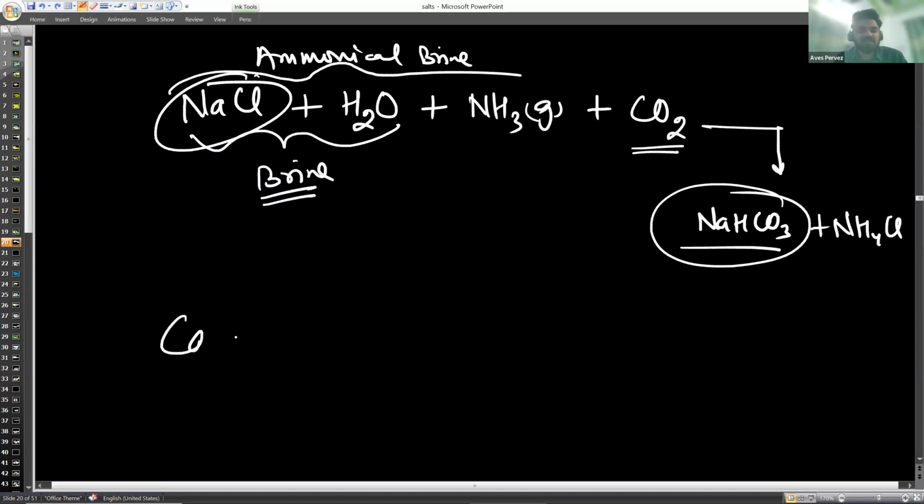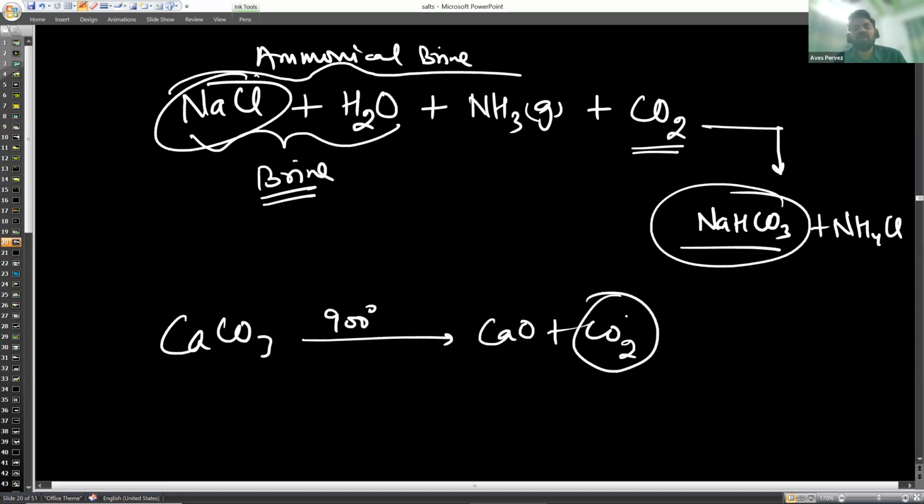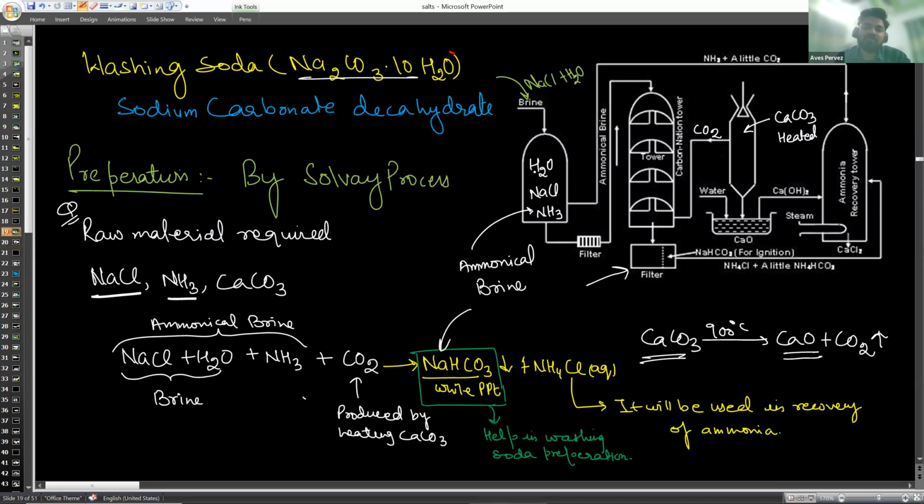We actually heat this CaCO3 to 900 degrees Celsius, and then it gets converted into CaO plus CO2. This CO2 that is eliminated is passed through this ammoniacal brine. So let me show you here what we take first of all: water, NaCl, and ammonia, in a tank. This ammoniacal brine is filtered here. This is the filter you can see. When we make a concentrated solution of salt, water, and ammonia gas, this is called ammoniacal brine.